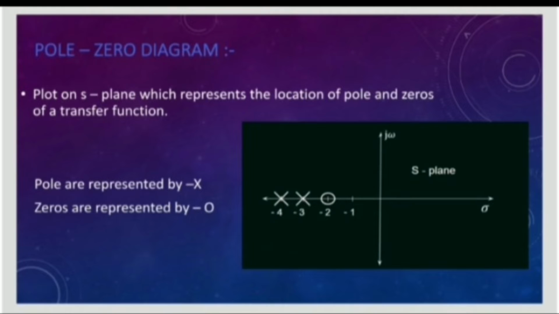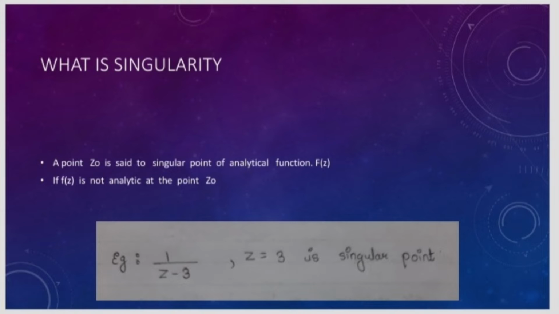The circle at -2 represents the zero, s equals -2. Similarly, we have two poles, which are -3 and -4. So we will have one cross at s equals -3 and another cross at s equals -4, and this is the poles and zeros diagram. Now we talk about singularity.